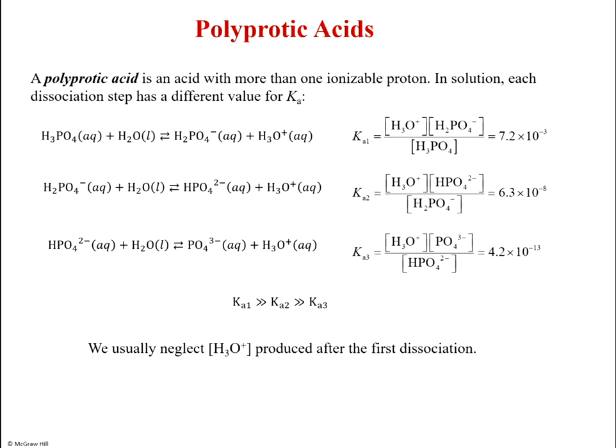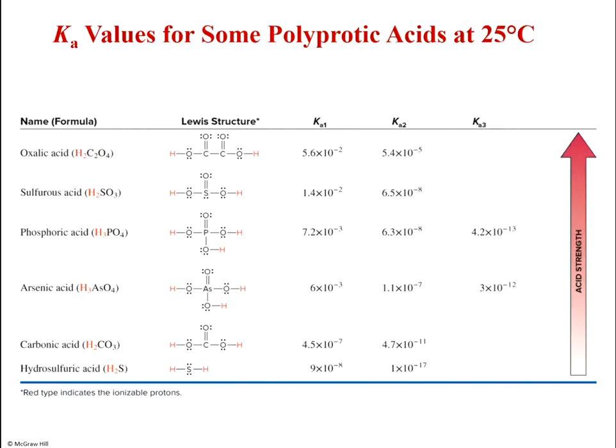When we're calculating concentrations of hydronium ion produced by various acids, we usually neglect the protons produced after the first dissociation for polyprotic systems, as these are a small correction to the total proton concentration. Here are some Ka values for some common polyprotic acids. Of course, these would be available to you in a table that would be provided to you. Your textbook has a much more extensive table. You can see the general trends.